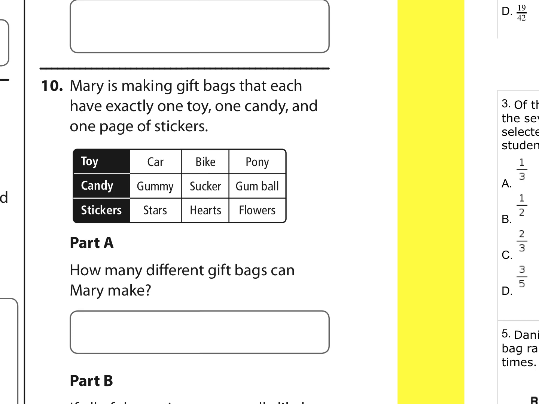Mary's making gift bags that each have exactly 1 toy, 1 candy, and 1 page of stickers. How many different gift bags can Mary make? Well, there's 3 toys, 3 candy, and 3 sticker options. So 3 times 3 times 3 is 27 different combinations.